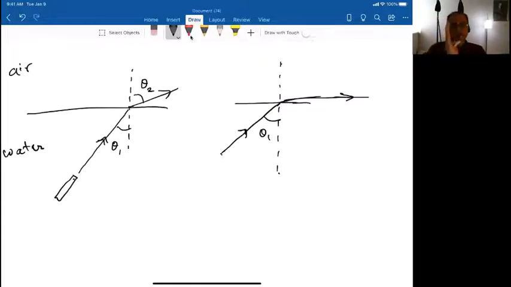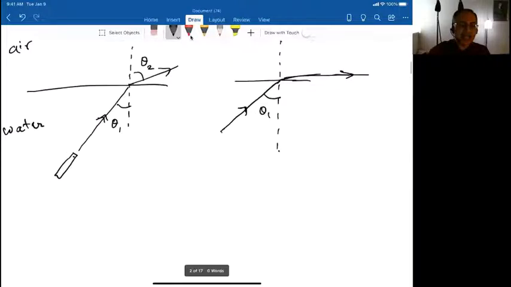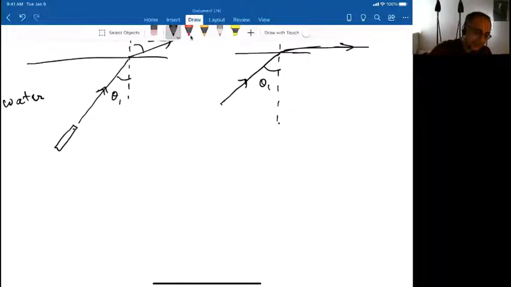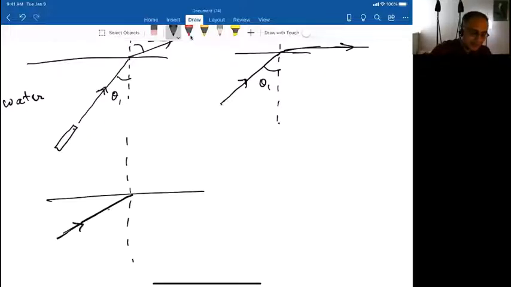Now, if I keep on increasing the angle of incidence, soon the angle of refraction will be 90 degrees and it'll look like this. So for a certain angle of incidence, the angle of refraction can be 90 degrees, which means that the refracted ray is just grazing the surface. That particular angle of incidence in the optically denser medium is called the critical angle.